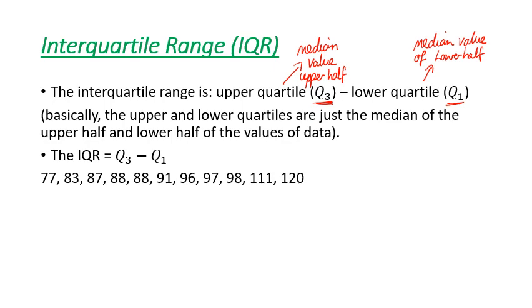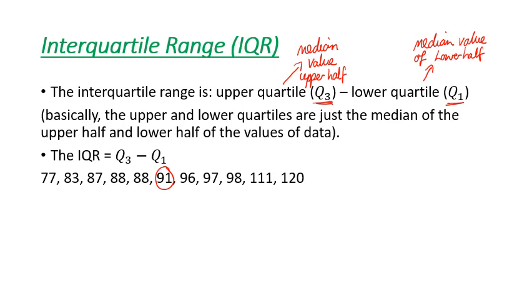As an example, the IQR, or the interquartile range, is your median value of your upper half, or upper quartile, also known as Q3, take away the median value of the lower half, or the lower quartile, also known as Q1. If we're looking at our set of data here, the first thing we need to do is find the median value. We know the median value is 91 because that happens to be the middle value, and we've already used a previous video to determine that. So we know the median value is 91.